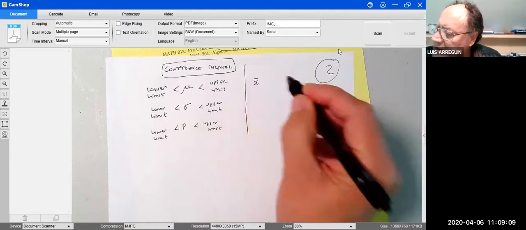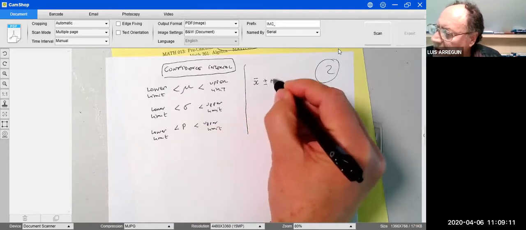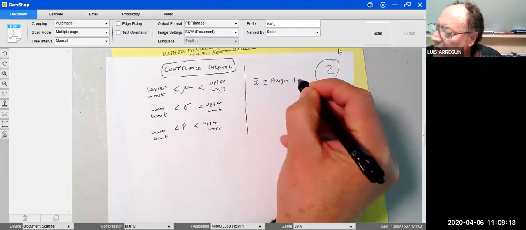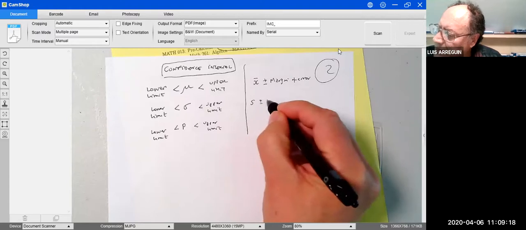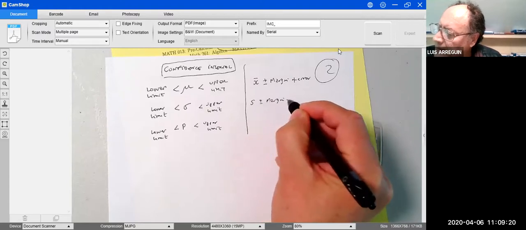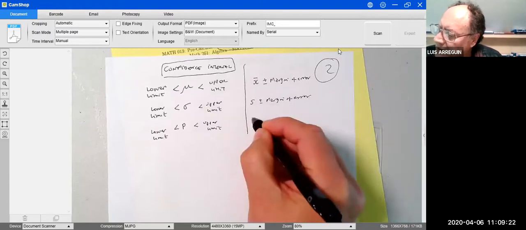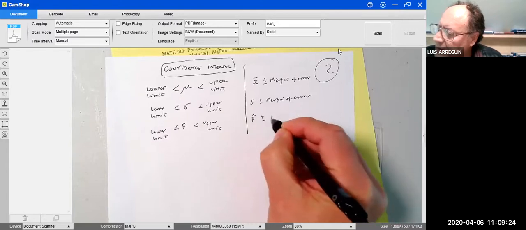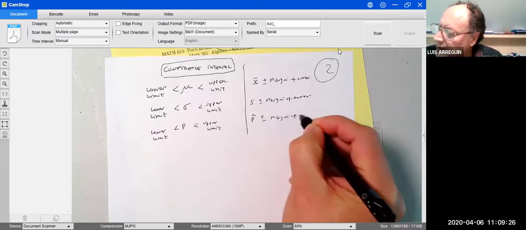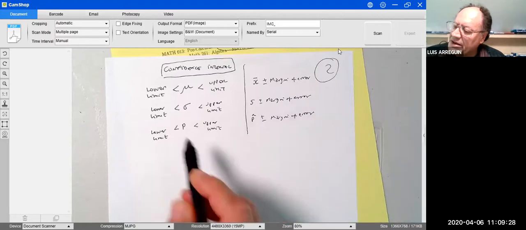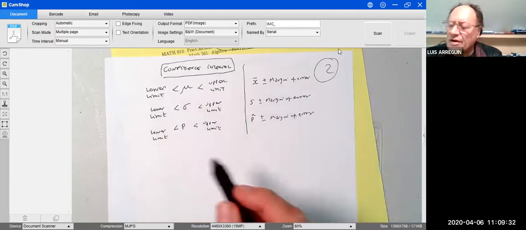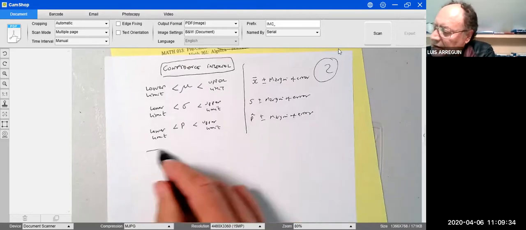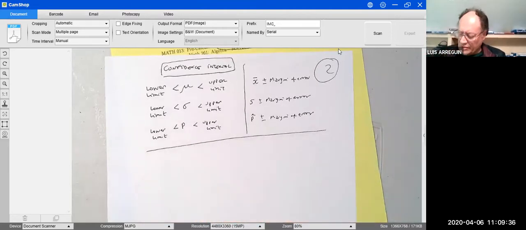You provide the estimate plus minus a margin of error. So for the mean, this is the one. For the standard deviation, this is the next one. And finally, for the proportion, this is the one. There is a relationship between the lower limit, the upper limit, and the margin of error. We're going to see that later. So there are two ways to show your response.